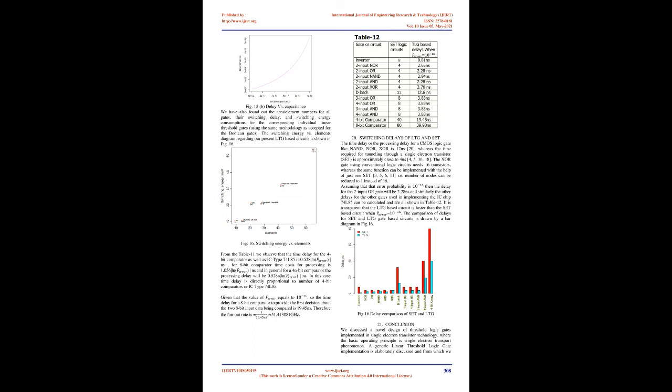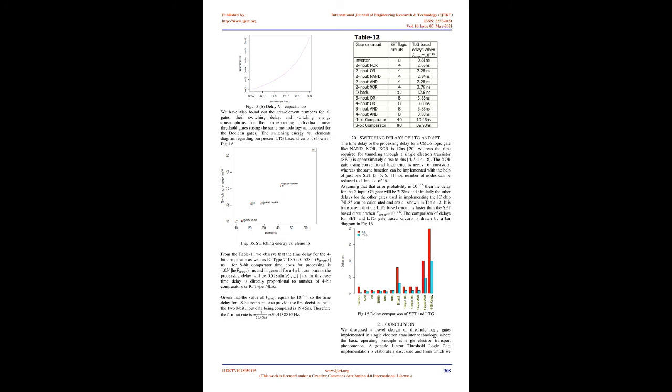Discussion. Switching delays of LTG and SET. The time delay or the processing delay for a CMOS logic gate like NAND, NOR, XOR is 1 to 20 ns, whereas the time required for tunneling through a single electron transistor, SET, is approximately close to 4 ns.